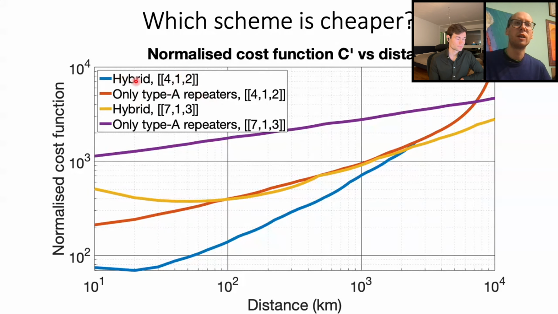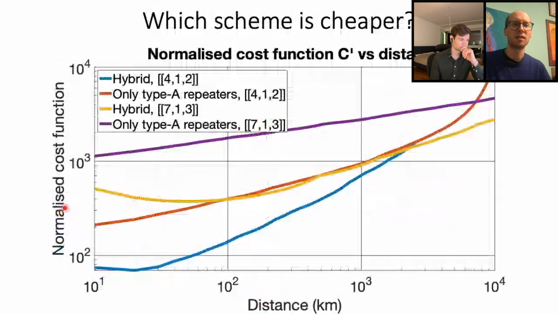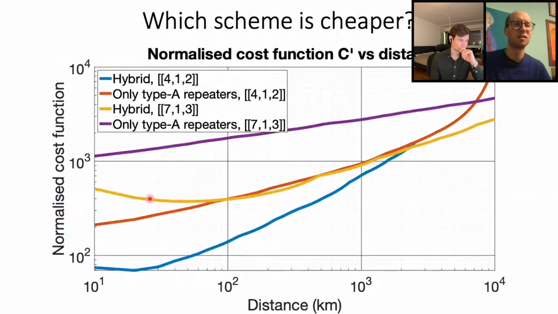And then for each of those, we have either a version with hybrid. Hybrid for 412 means that we are allowed to use both these repeaters and the GKP repeaters. Hybrid for 713 means that we are allowed to use both these repeaters and GKP repeaters. Only type A repeaters means that we are only allowed to use these more powerful ones. So only type A for 412 means that we are only allowed to use these ones. Only type A for 713, we are allowed to use only these ones, but we cannot use these cheap ones.